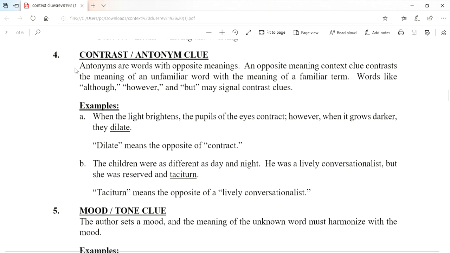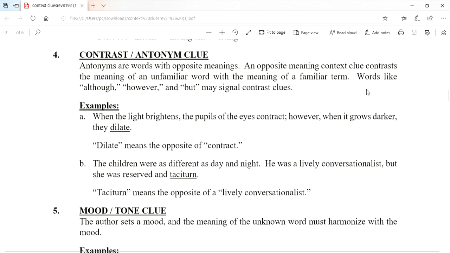Sorry about that, everybody. Antonyms are words with opposite meanings. An opposite meaning context clues contrast the meaning of an unfamiliar word with the meaning of a familiar word. Okay, so they contrast, they are opposite. Okay, so the meaning of a familiar word with an unfamiliar word.